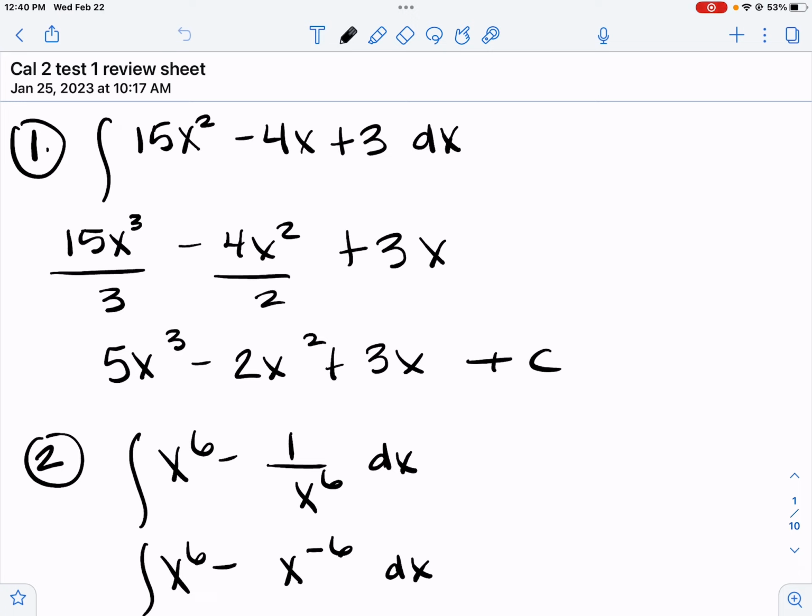We have our plus C on the end to indicate that if we took the derivative of some number, it would have been 0.